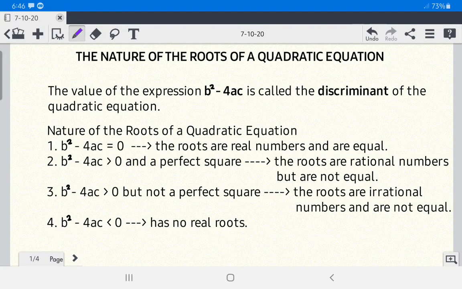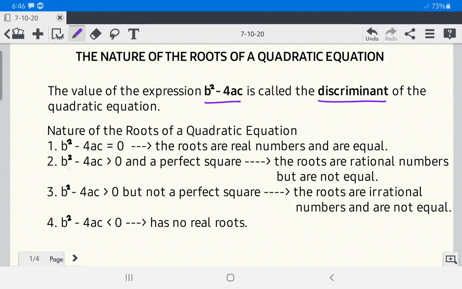Hello everyone, so today we're going to discuss the nature of the roots of a quadratic equation. The value of the expression b squared minus 4ac is called the discriminant of the quadratic equation. Let us now characterize the roots of the quadratic equation using the discriminant. If b squared minus 4ac is equal to 0, then the roots are real numbers and they are equal.